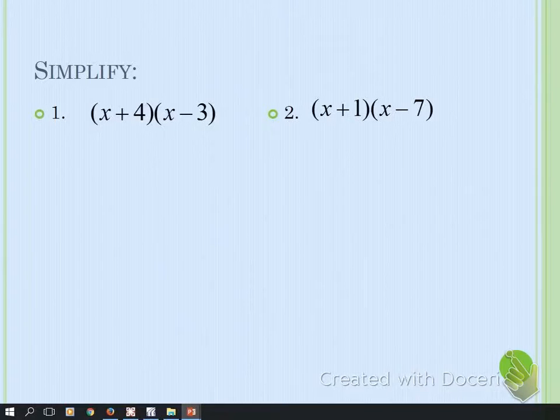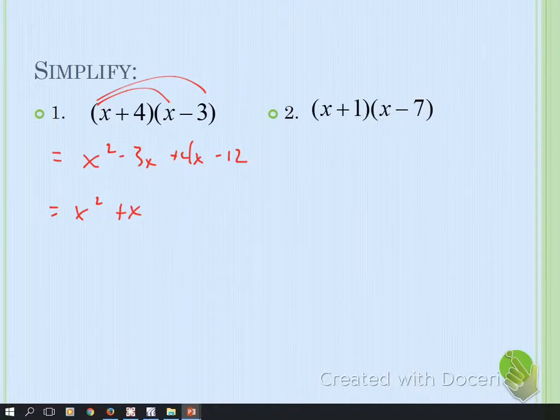Quick review. We're going to go ahead and multiply these two binomials out. And then we're going to pay a lot of attention to what happens when we double distribute. So first step, double distribute. So we're going to go here and here. So we get x squared minus 3x plus 4x minus 12. And then we know that we combine like terms. So x squared plus x minus 12.